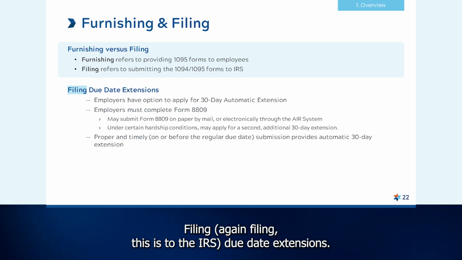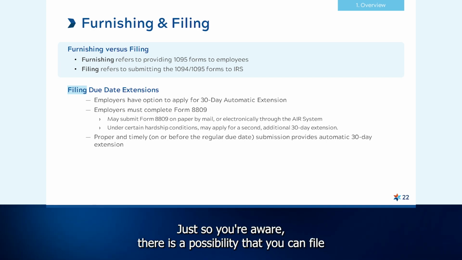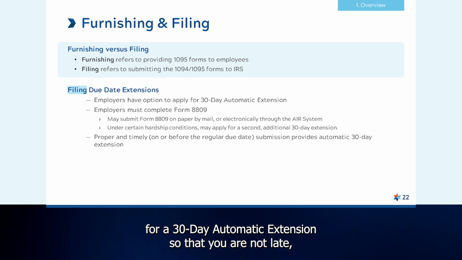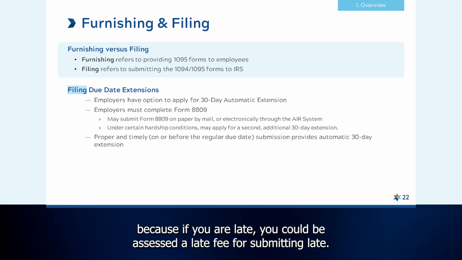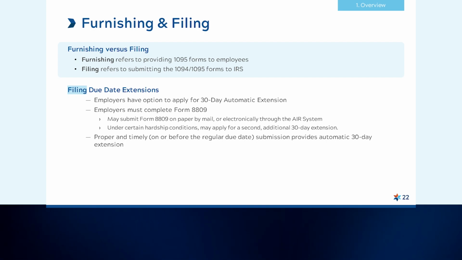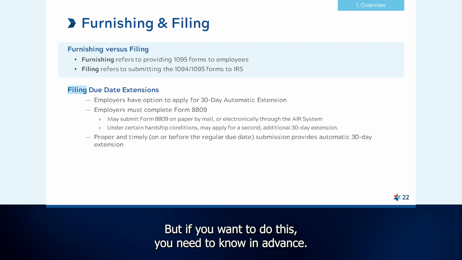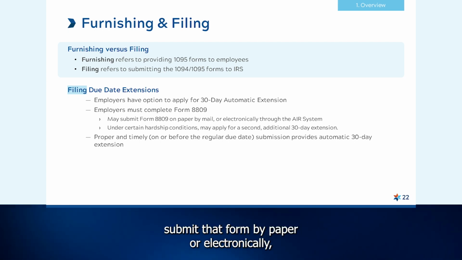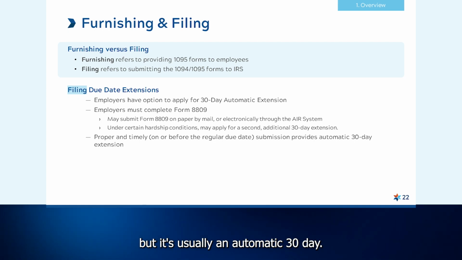Filing, this is to the IRS, due date extensions. Just so you're aware, there is a possibility that you can file for a 30-day automatic extension so that you are not late, because if you're late, you could be assessed a late fee for submitting late. But if you want to do this, you need to know in advance. You must complete the form. It's called 8809. You can submit that form by paper or electronically, but it's usually an automatic 30 days. So if you file it, you've got it.